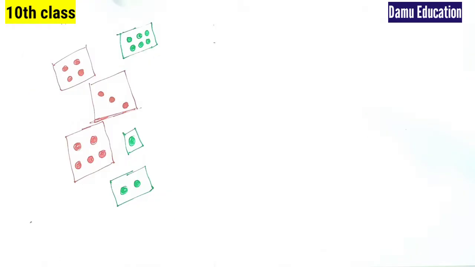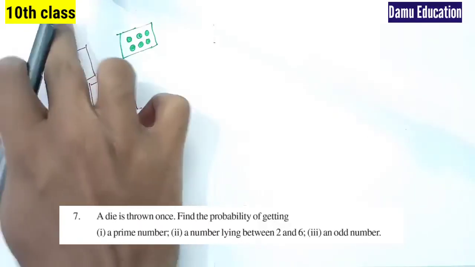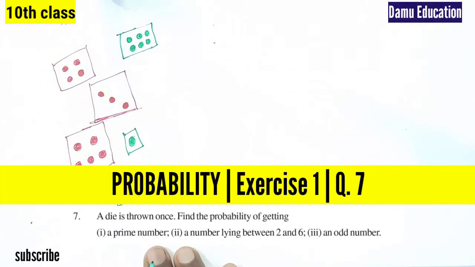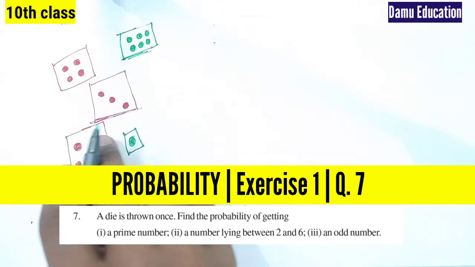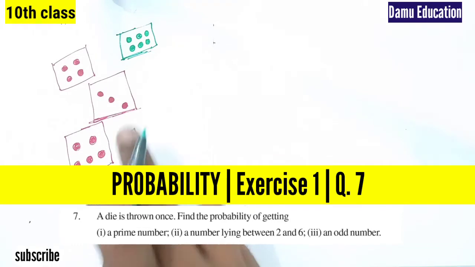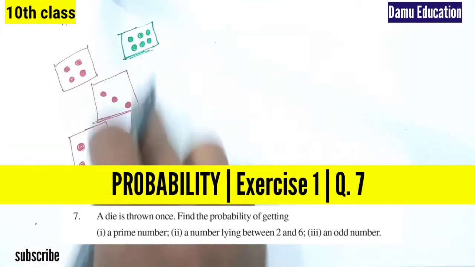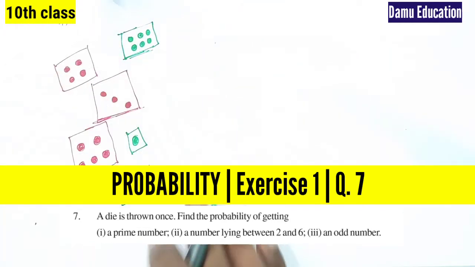We are going to discuss our seventh question. What is the seventh one? A die is thrown once, find the probability of getting a prime number, a number lying between 2 and 6, and an odd number. So here are the dice, with numbers 1, 2, 3, 4, 5, 6. These are the possible outcomes.